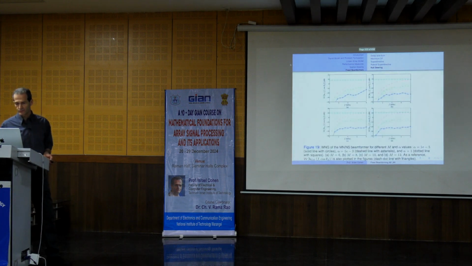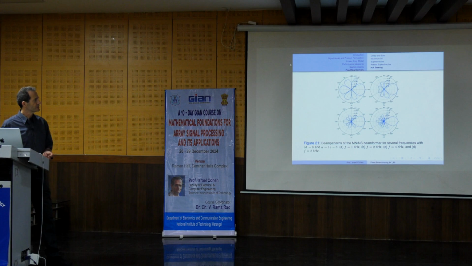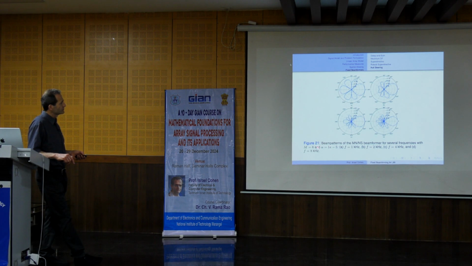Of course we can see the white noise gain for different alpha, but I just want to show you the additional information: the beam pattern. So we have the beam patterns for alpha which is small, you see 10 to the power of minus 5, very small, with 8 sensors. And here we have different frequencies: 1 kilohertz, 2 kilohertz, 4 kilohertz, 8 kilohertz. When we increase the frequency, what happens to the main beam? The width decreases. Makes sense.